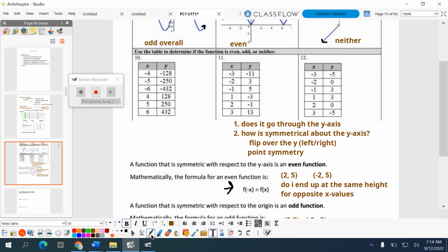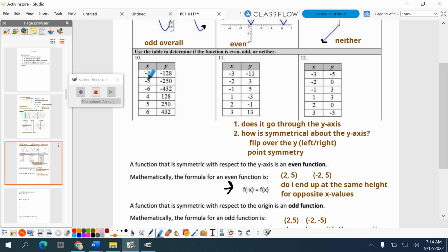So here I wish I had yellow. I don't know what happened to my yellow. Sorry about that, guys. All right.